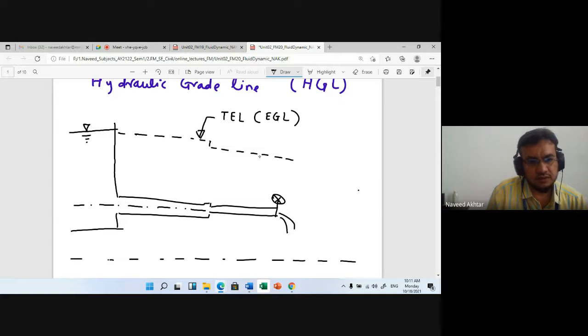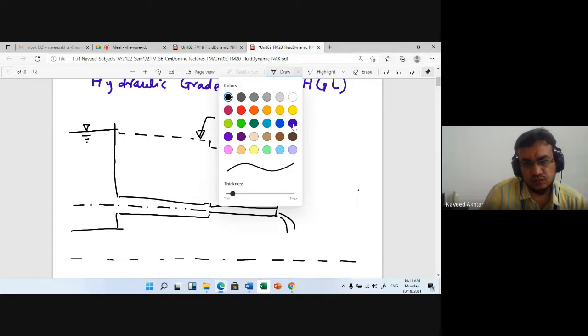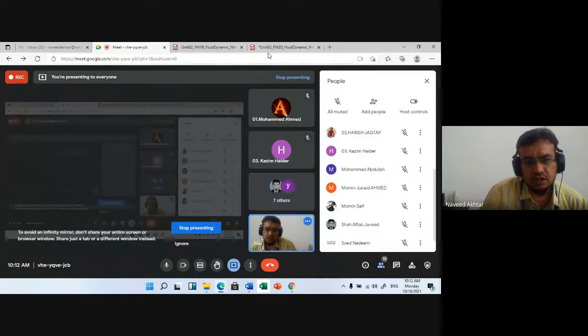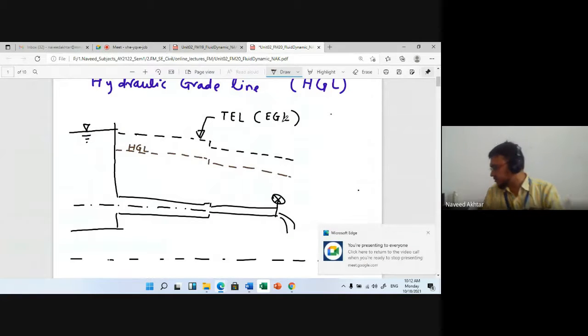Below that, we draw once again a dotted line. This line is called HGL, that is the hydraulic grade line.